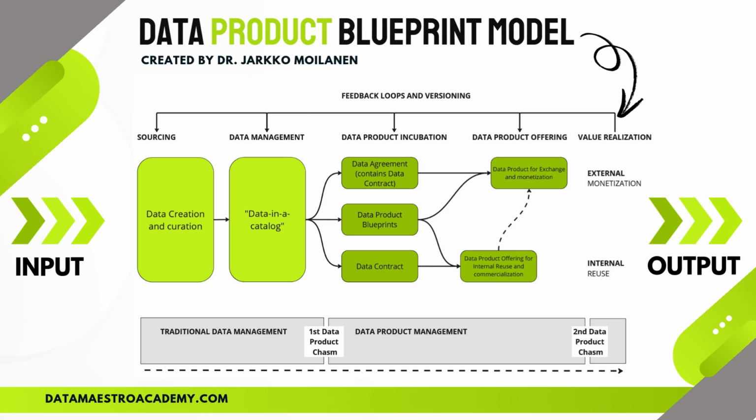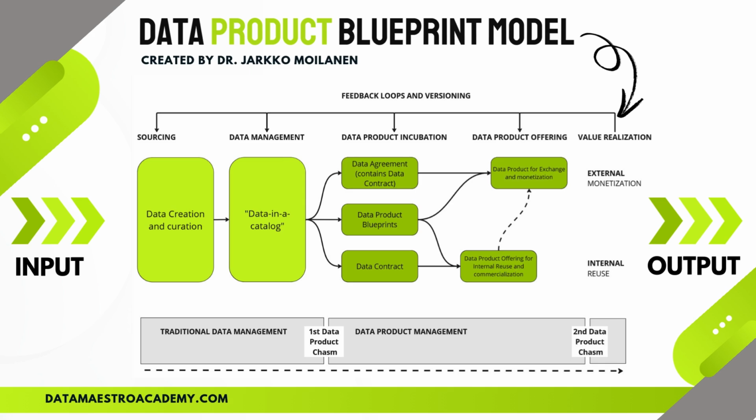From there, we move to the data product offering phase. Here, data products are developed for two key purposes: internal reuse and commercialization, or external exchange and monetization. Finally, feedback loops and versioning ensure continuous refinement and value realization, completing the transformation of data into powerful products that drive innovation and business impact. That's quite a lot to take in. Let's break it down and dive into the blueprint model step by step. We'll explore its 7 key components and phases in detail.